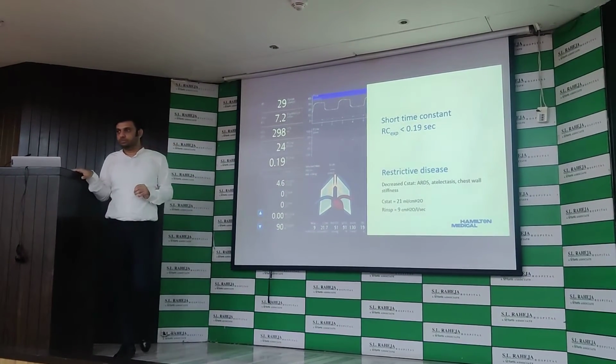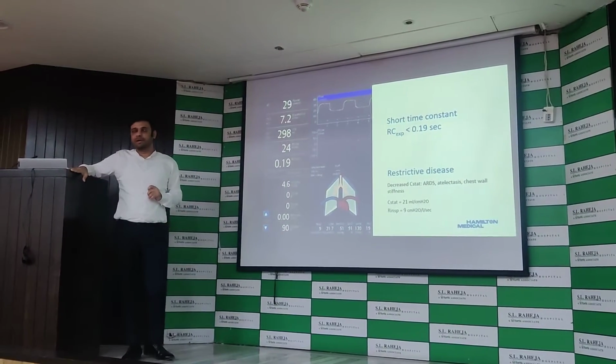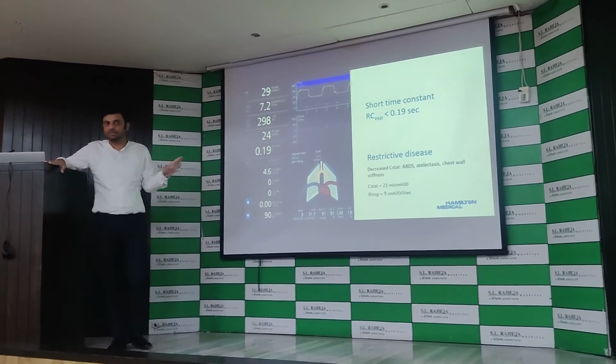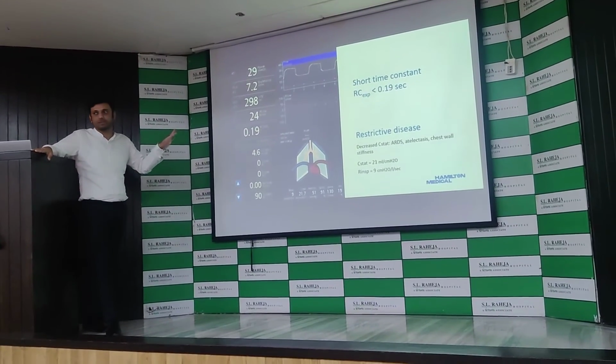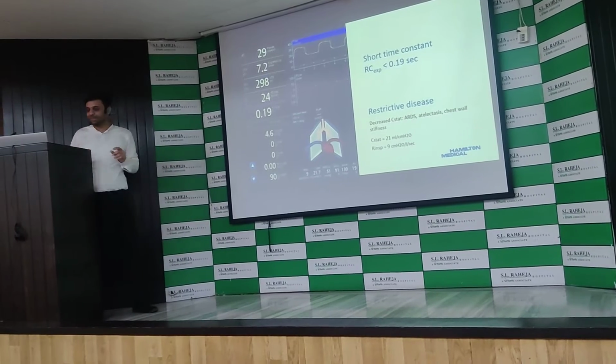If there is pleural effusion like that, it will show restrictive. It will show some pattern, but it will not give direct visualization of the pleural effusion. I mean, we cannot relate it to the EIT part, visualizing the effusion.